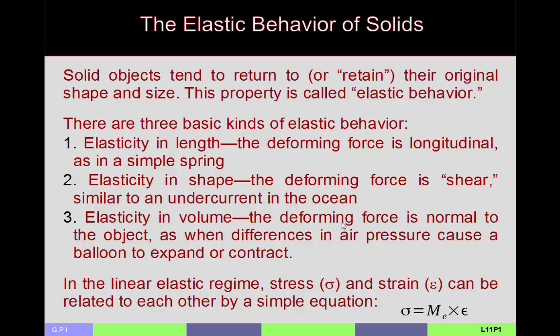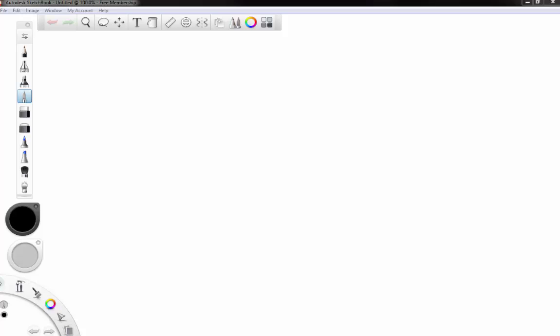There's also elasticity in shape. And in this case, the deforming force is called a shear force. It's very much similar to an undercurrent in the ocean. If you have the ocean, you tend to have maybe one current on top, which is largely running, say, in this direction, and then a second current which is running in this direction, so that if you were to be standing here in this ocean water, you'd feel like your feet are sort of being swept out from underneath you by this undercurrent. So this would be an example of shearing in a liquid.